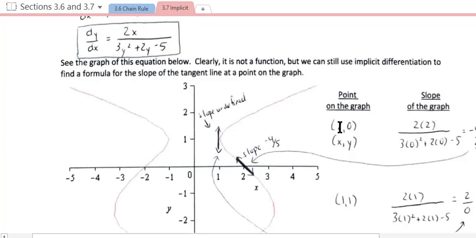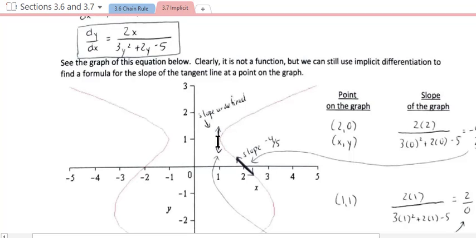What I'm going to do is replace all x's in this derivative formula with 2 and all y's in this derivative formula with 0. And what I get is negative 4/5. So while you may not be able to measure this exactly, you can see that it seems reasonable that that slope is close to negative 1 or about negative 4/5.